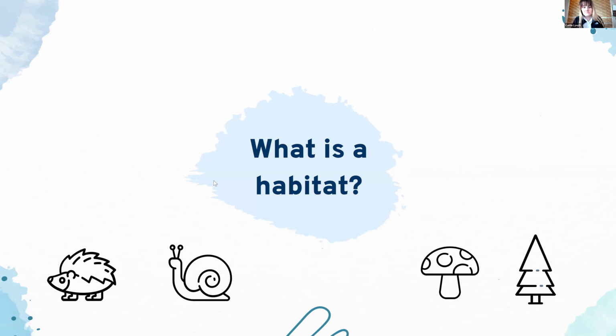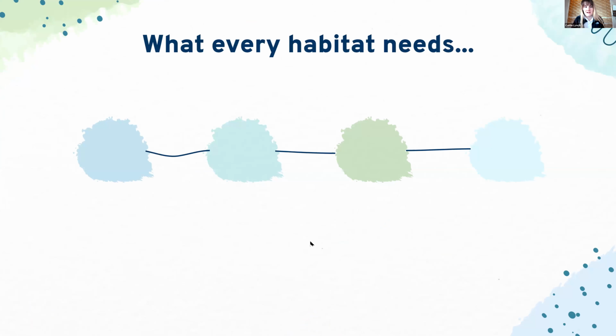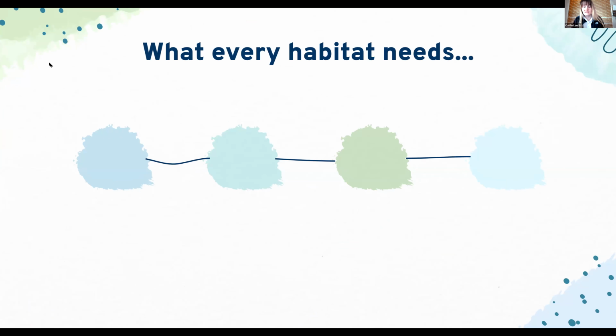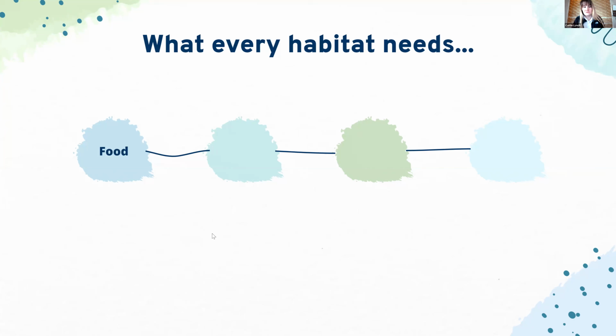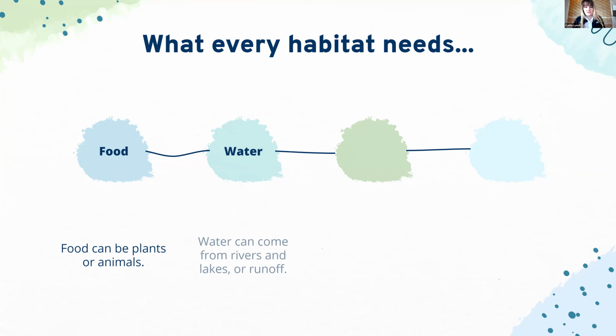All right, so a habitat has 4 things that every habitat needs. The first thing that a habitat needs is food. Food can really be anything that an animal needs. It can be plants or it can be other animals. That's going to be super important to make sure that any animal in this habitat gets the energy it needs. Then we also have water, so there should be a source of water for our animal. Water can come from rivers and lakes, runoff, anything like that.